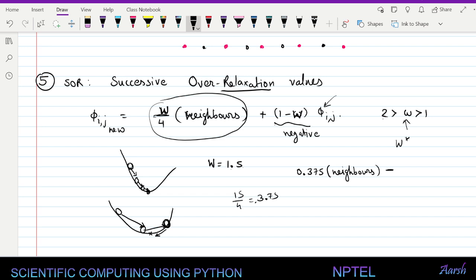and plus 1 minus omega. 1 minus omega is minus 0.5. But this has four terms, right? So in all of the four terms, this is being multiplied. So if we do 4 times 0.375 and minus 0.5, what do we get? We get 1, right? So whatever we are adding, we are removing some terms, but we are adding more contribution to neighbors and we are removing the contribution from phi itself. That's why we are doing over relaxation, more than relaxing.